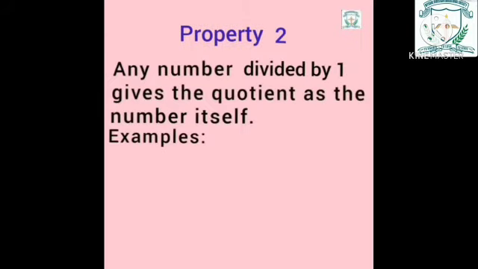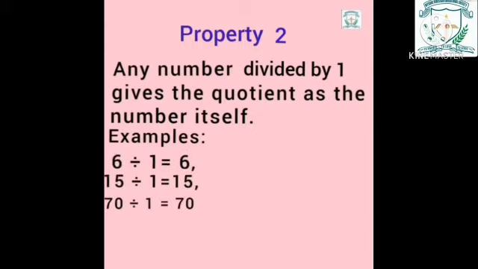Property 2. Any number divided by 1 gives the quotient as the number itself. Examples: 6 divided by 1 is equal to 6. 15 divided by 1 is equal to 15. 70 divided by 1 is equal to 70.